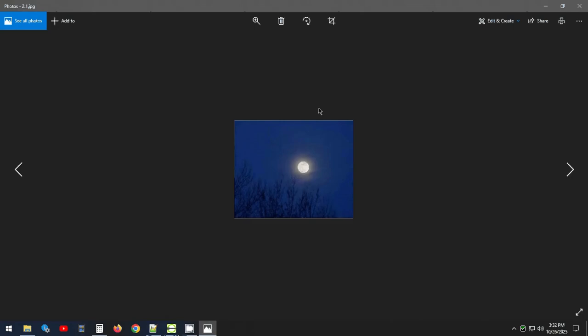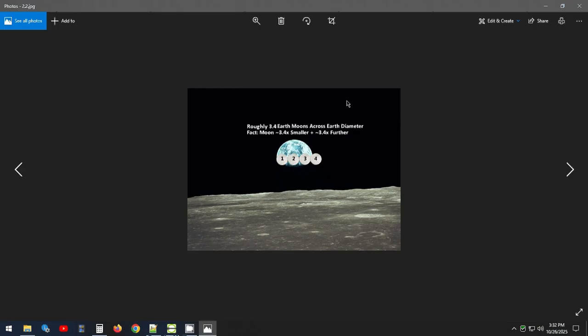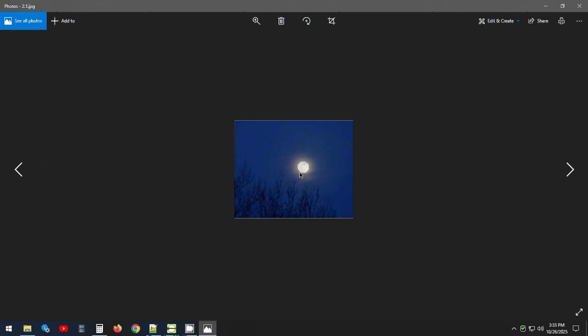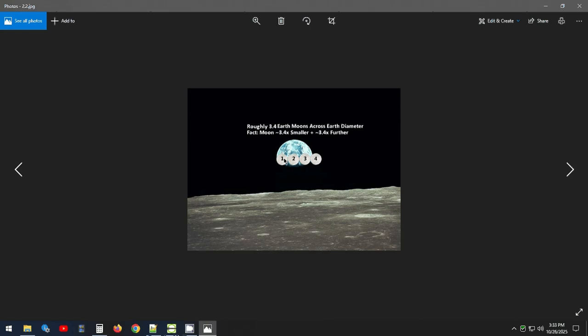And this here is a photo of the Moon from Earth, and this photo is a photo of the Earth from the Moon. So I took the size of the Moon and I calculated it proportionally to the Earth from the Moon, and it's 3.4 Moons across the Earth's diameter.